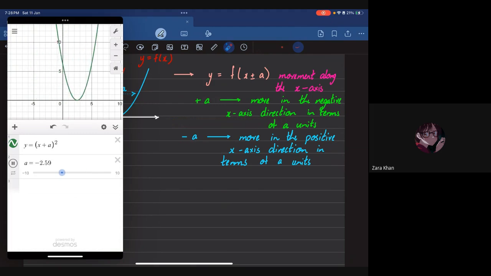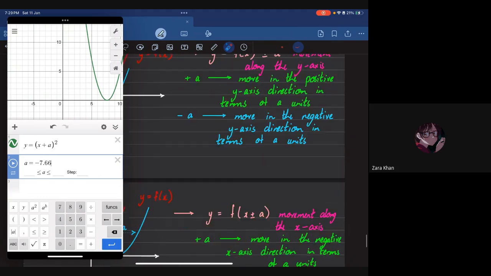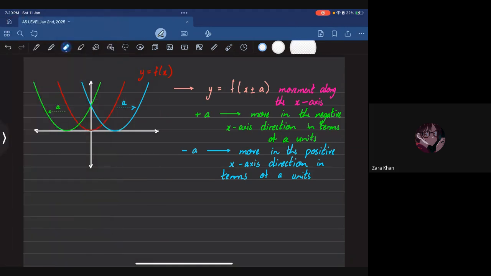That is how it is affected when something is adding or subtracting to x alone inside the equation. When I did it to the outside, you saw movement along the y-axis. When I made sure that any number was adding or subtracting to x alone, we saw that the movement was along the x-axis. Clear, guys? Any issues with this at all? No, sir, no issues. All right.